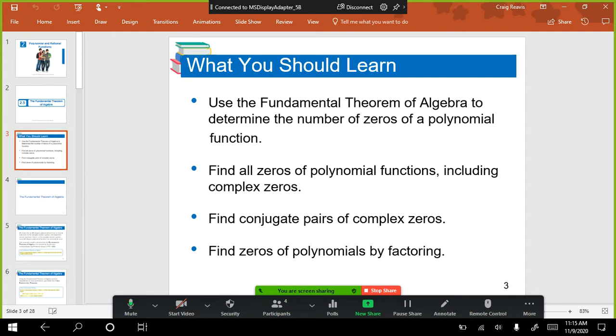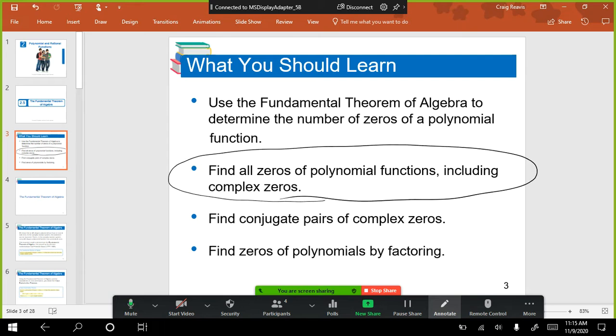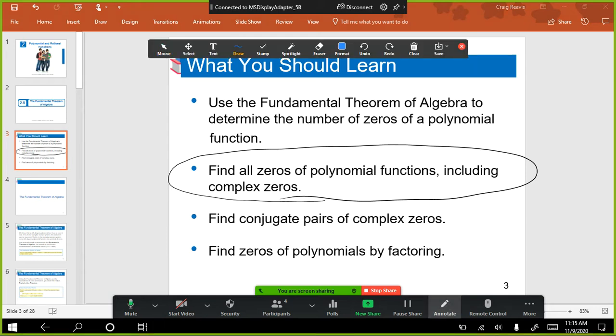So this is the big one that we're going to be doing most of the time today: finding all zeros of a polynomial function, including complex zeros. Find conjugate pairs of complex zeros, and find zeros of polynomials by factoring. So we are going to do some factoring also.